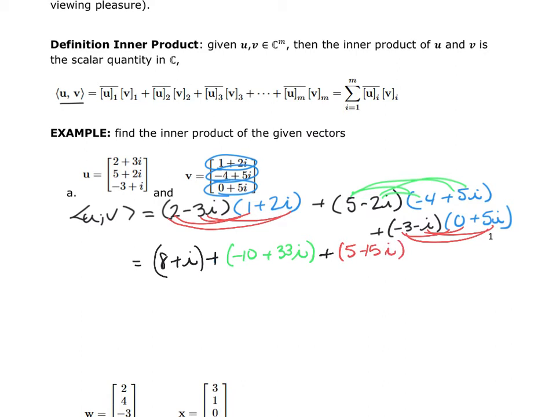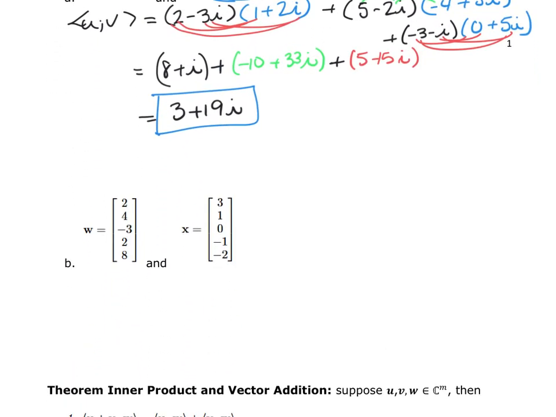Now what I'm going to do is just my regular addition of complex numbers, and when I do that, I get 3 plus 19i. So that is the inner product of those two complex vectors. That's my answer. It is a scalar. It's a complex number, but it is a scalar. When we're working with real numbers, the whole inner product, or dot product, is so much easier. So when you do this multiplication, you're going to be doing the 2 times the 3.